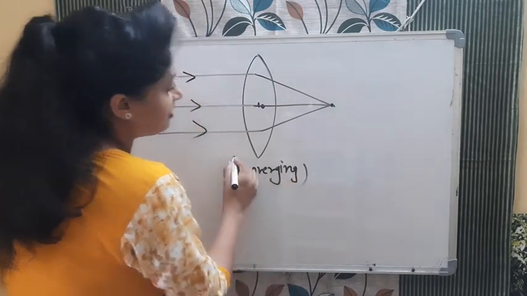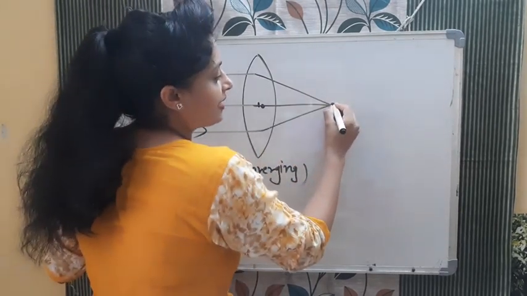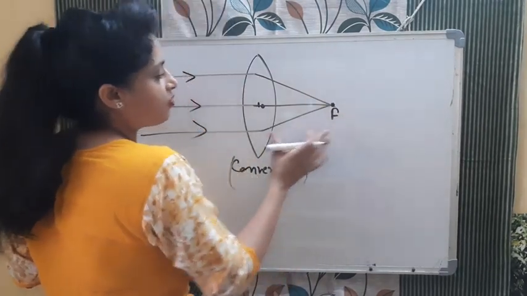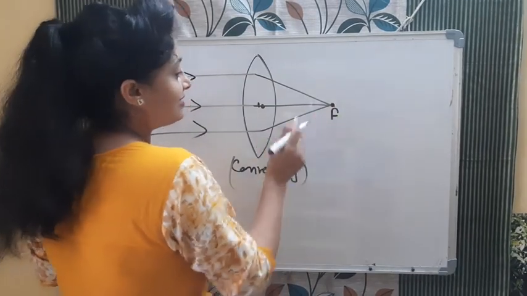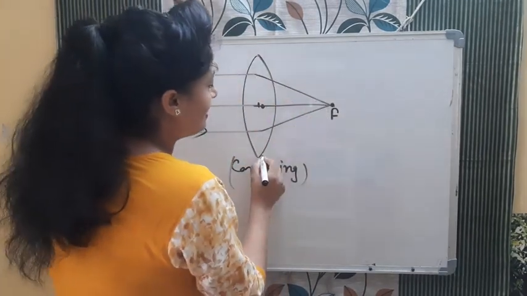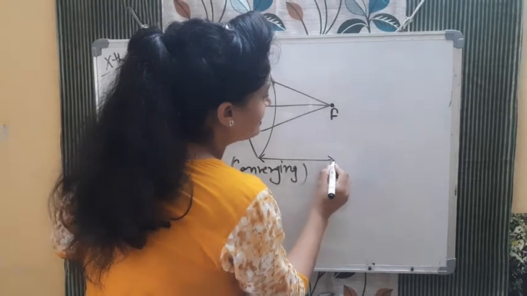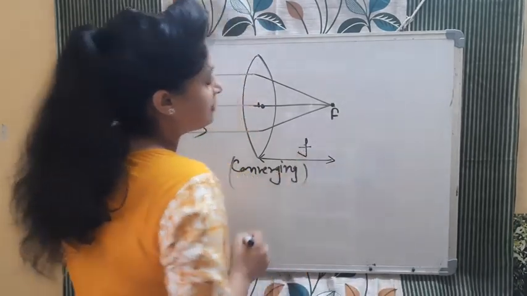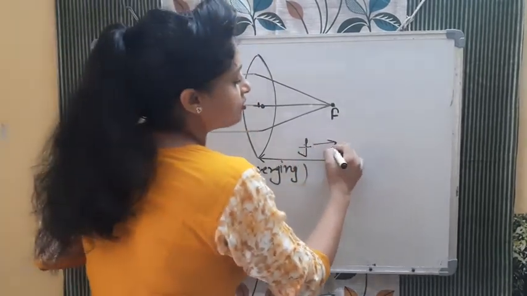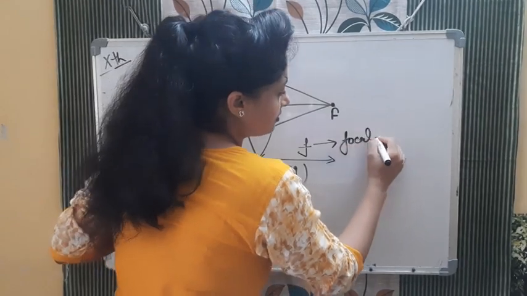So it will converge all the rays of light at a point, and that point is known as the focus of this lens, where it converges all the rays of light. The distance from the optical center to the focus is represented with the small f, that is known as the focal length.